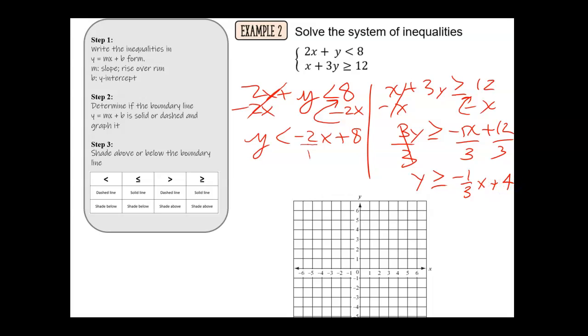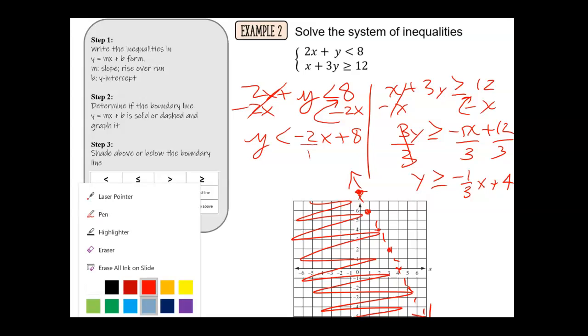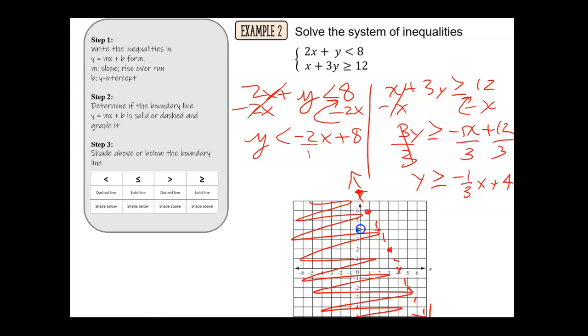The first one in red, positive 8 is going to be off the grid, and I'm going to go down 2 over 1, down 2 over 1. Now, since it's not underlined, this is going to be a dashed line. Less than is shaded below, right? Yes. And then the other one, at positive 4 is my y-intercept, negative 1 over 3, down 1 over to the right 3. This is underlined, so it's a solid line, and you shade above because it's greater than.